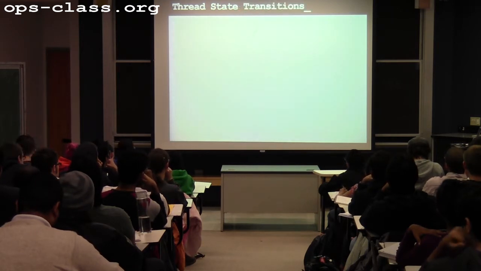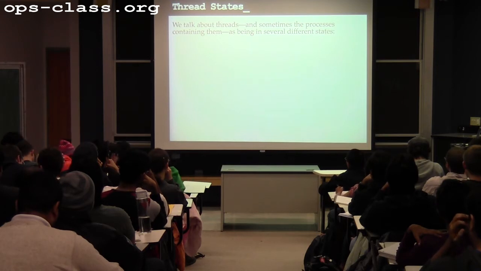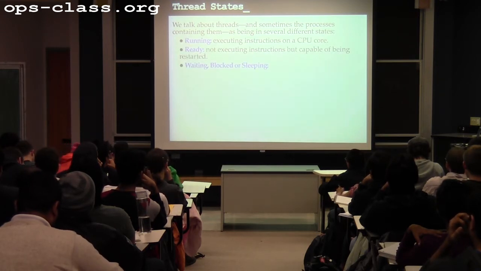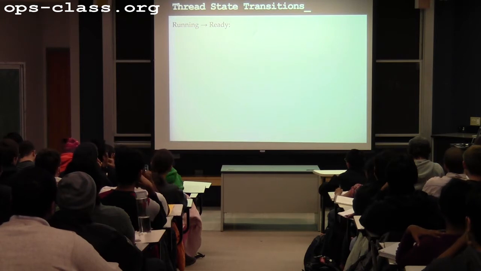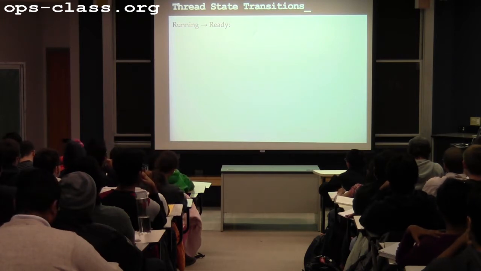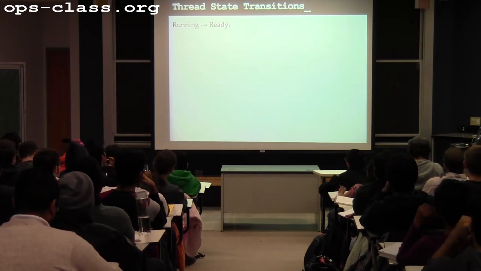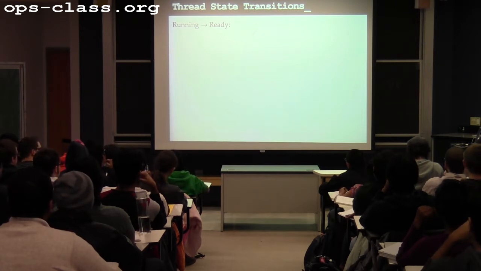All right, so when we talk about scheduling, we frequently talk about transitions between these states and what causes them, right? You'll see these sort of fancy state transition diagrams. I don't have a fancy state transition diagram. I just have a list, right? So what is the action that takes a thread from actually being running to being ready? So a thread was running, and now it's ready.